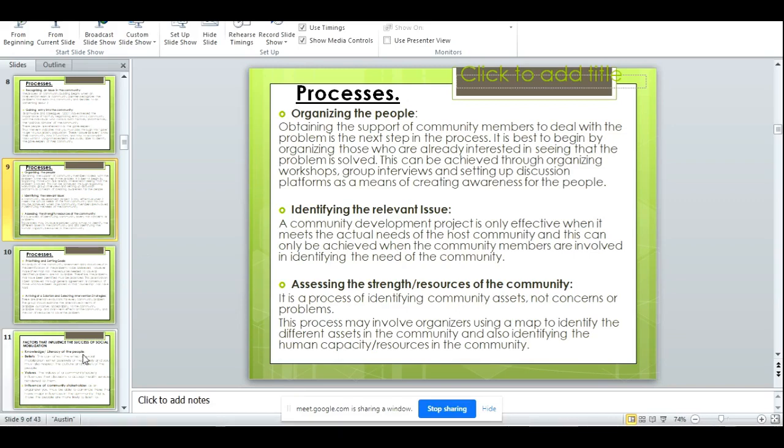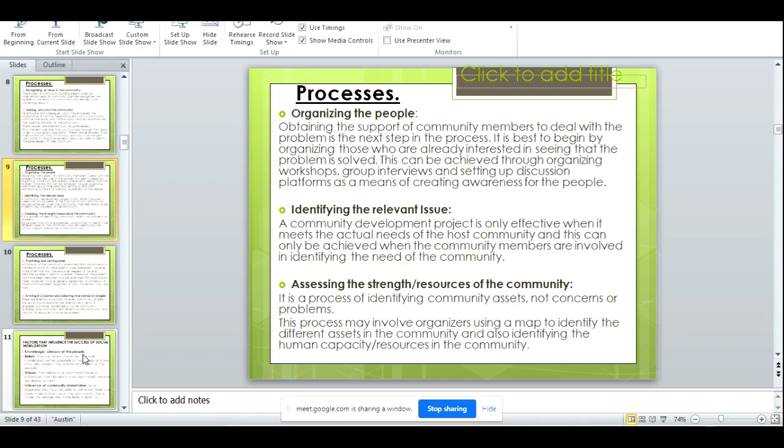So after organizing the people and you get the people on your side, you now have to work with the community members to identify the relevant issues in the community, because they're in the community and they know how it works, they know what they need, they know their problems even better than yourself, because they live in the community. So we want to identify the relevant issues in the community. A community development project is only effective when it meets the actual needs of the host community, and this can only be achieved when the community members are involved in identifying the needs of the community. So you have to carry the community members along at every stage of the process of community development.